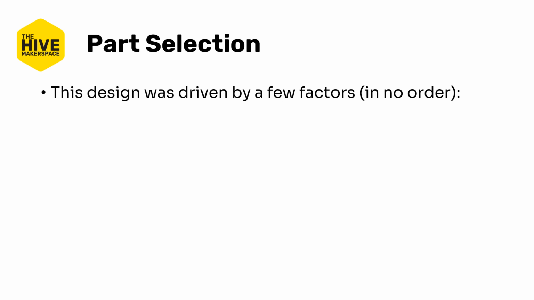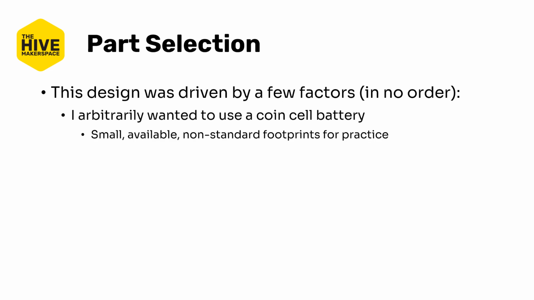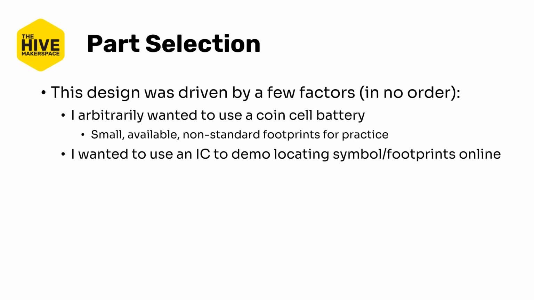You always start with figuring out what your driving factors are. So this design was driven by a few factors, which are in no particular order. I arbitrarily wanted to use a coin cell battery, mostly because they're small and available, and the holders use non-standard footprints for practice. They also have enough voltage that I could have driven a single LED on one, though I chose not to. I wanted to use an integrated circuit to demonstrate locating symbols and footprints online.